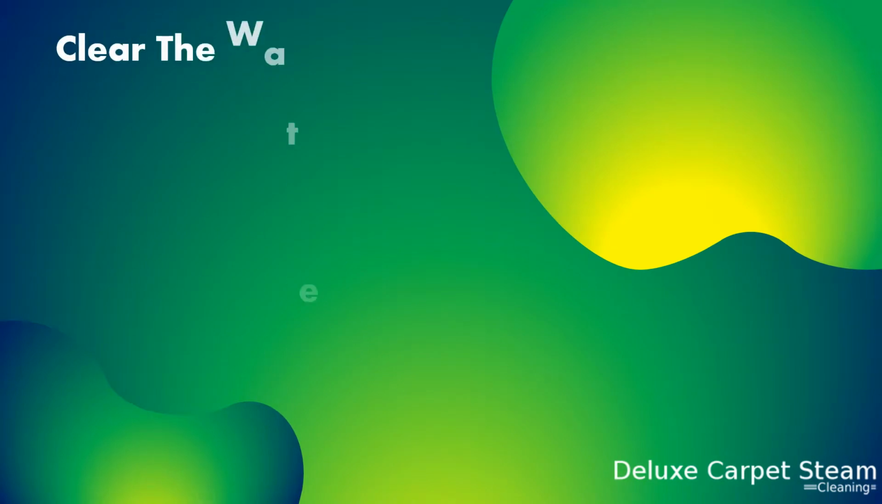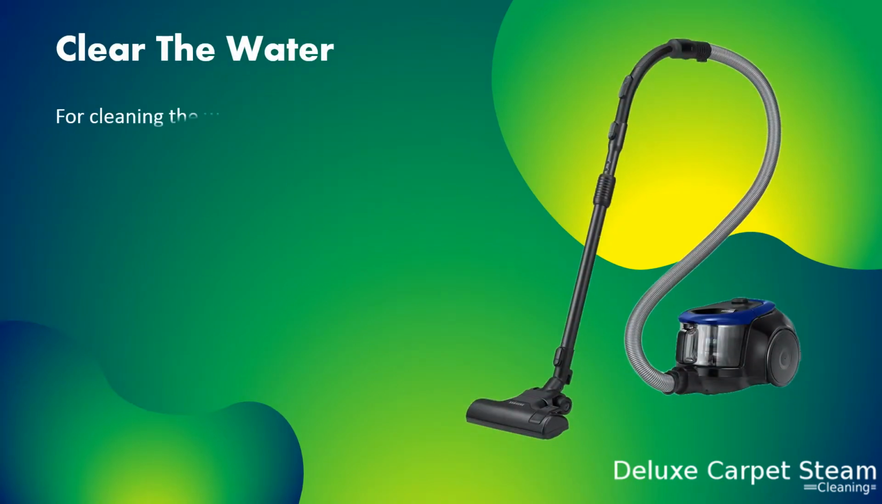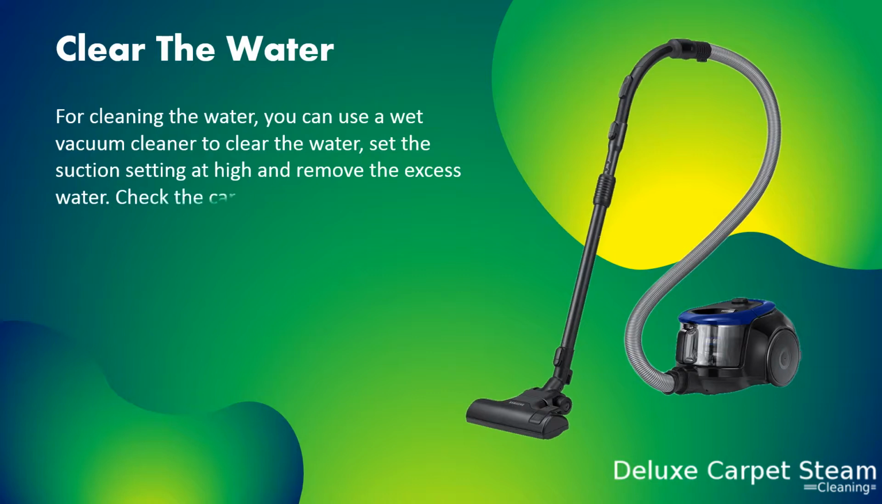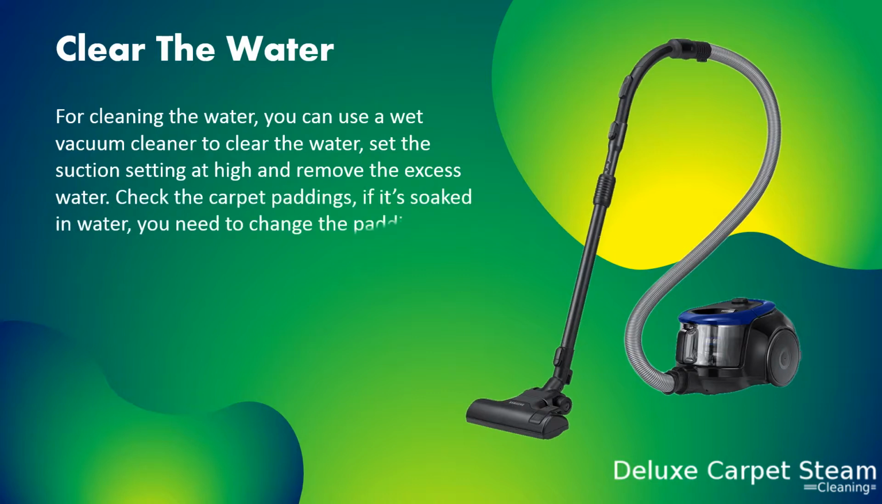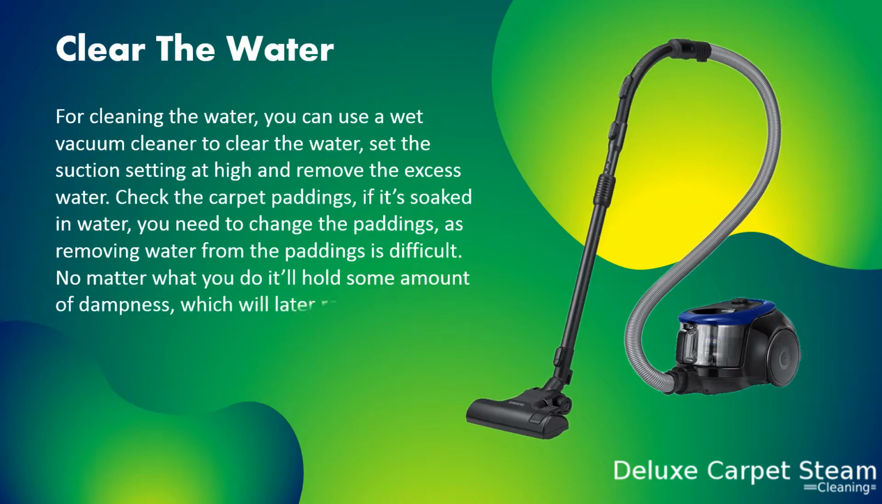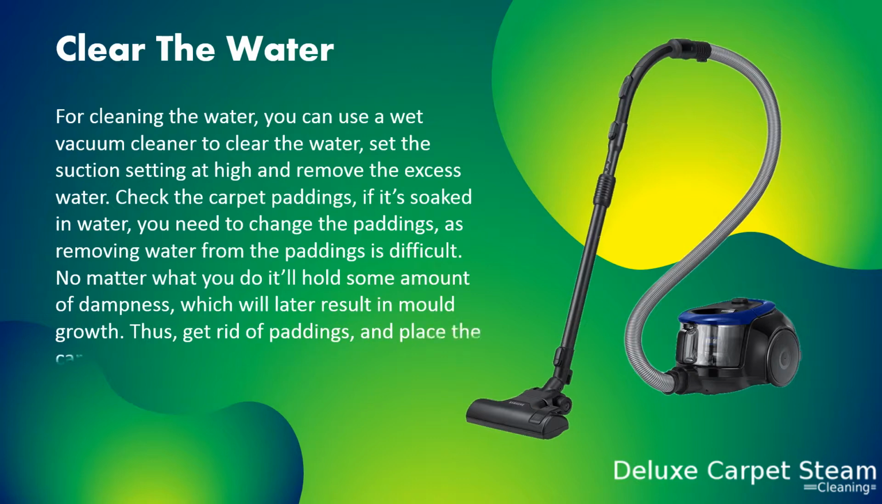1. Clear the water. For cleaning the water, you can use a wet vacuum cleaner to clear the water. Set the suction setting at high and remove the excess water. Check the carpet paddings. If it's soaked in water, you need to change the paddings, as removing water from the paddings is difficult. No matter what you do, it will hold some amount of dampness, which will later result in mold growth. Thus, get rid of the paddings, and place the carpet in a dry or less humid place.